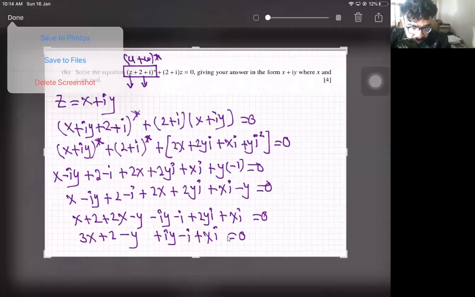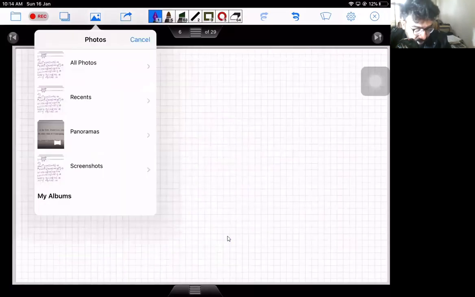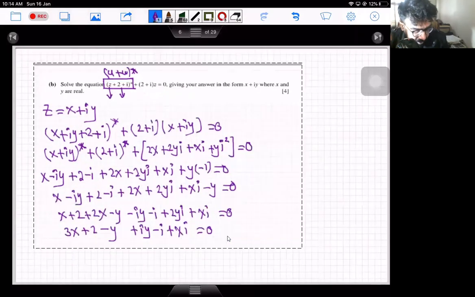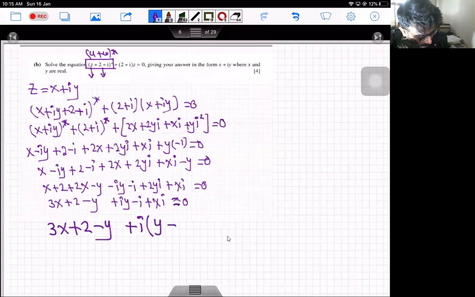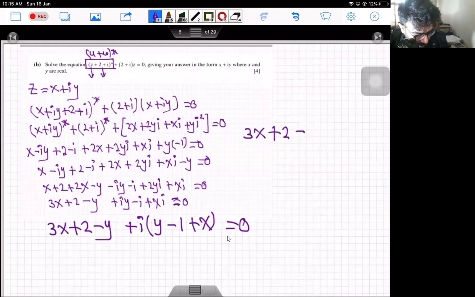Now we just need to solve this equation. The real part is equal to 0, and the imaginary part is also equal to 0, because on the right hand side of the equation we have 0. So the real part is 3x plus 2 minus y, and then take i as common, multiplied by y minus 1 plus x, and this whole thing is equal to 0. Since the real part and the imaginary part both are equal to 0, we can form two equations. The first equation would be 3x plus 2 minus y is equal to 0, and the second equation would be y minus 1 plus x equals 0. So we have two simultaneous equations.